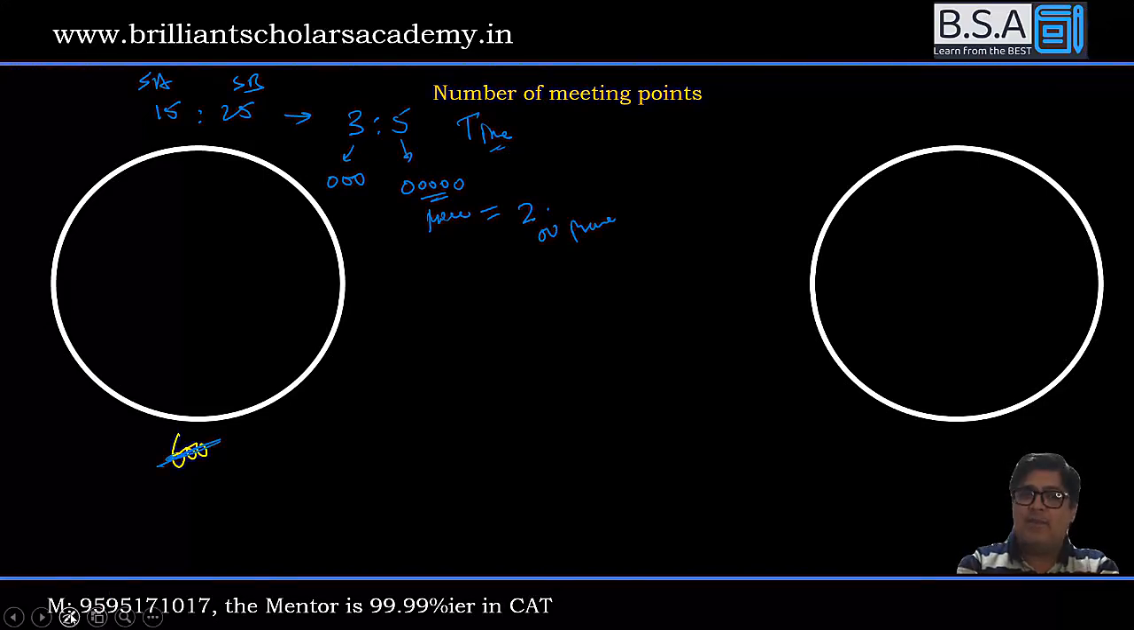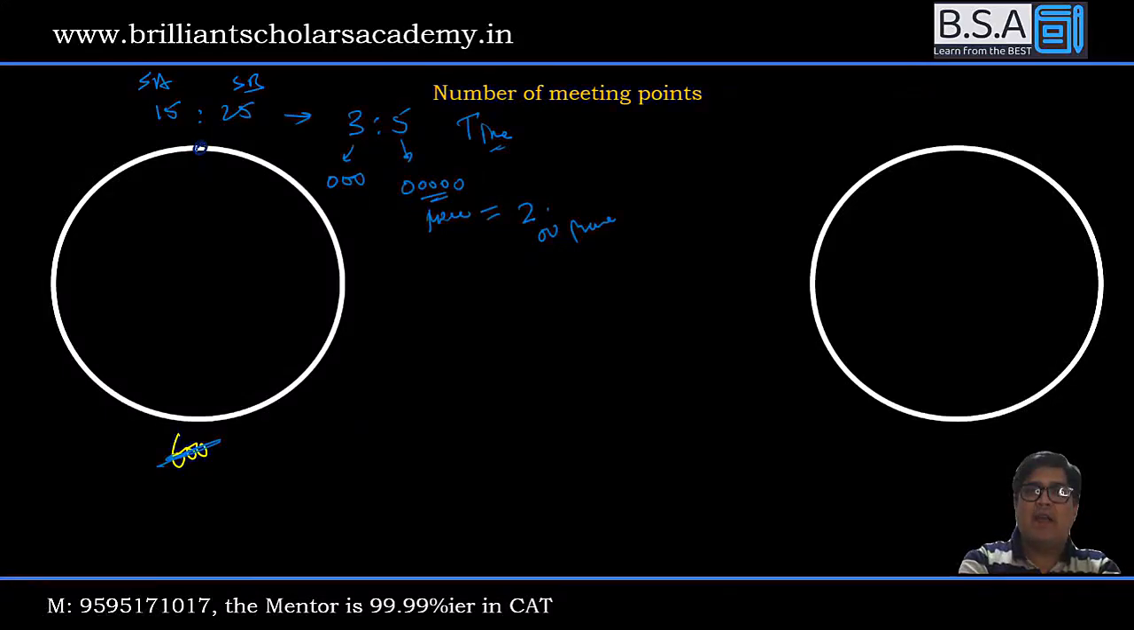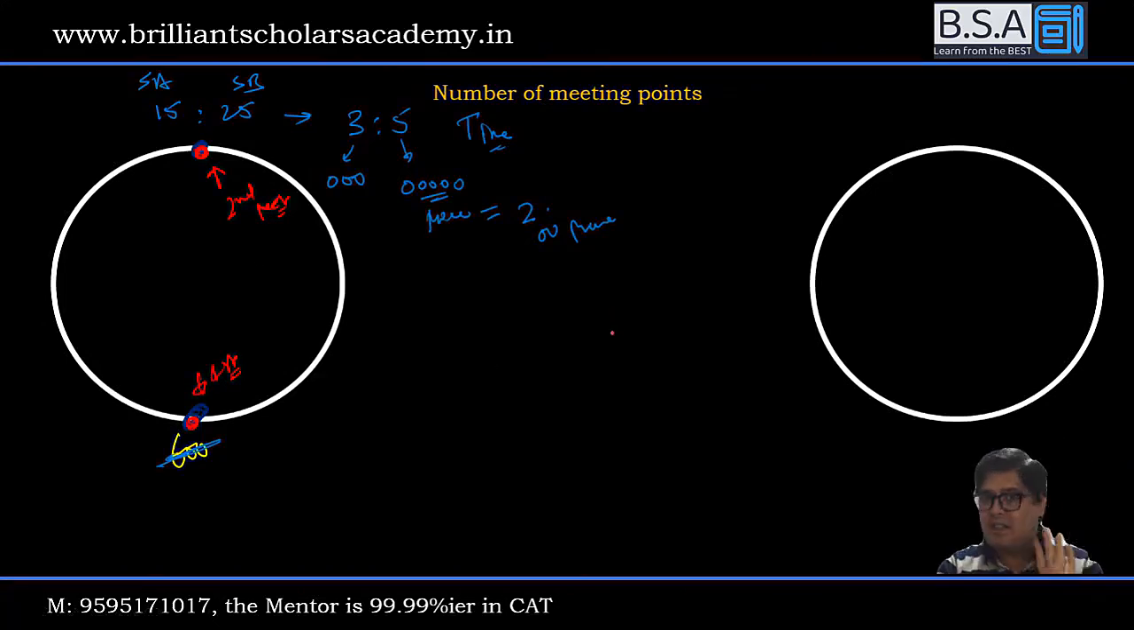This tells me they will meet at 2 points, one here and the other here. They will meet at 2 points, one at the starting point and one here. And this is their second meeting point, so this has to be their first meeting point. Always in a circle, the faster one has to travel more loops.